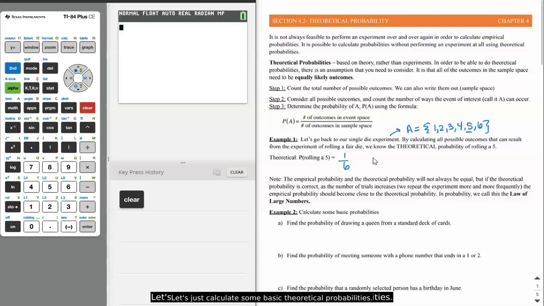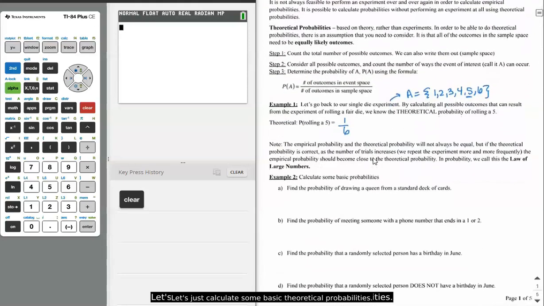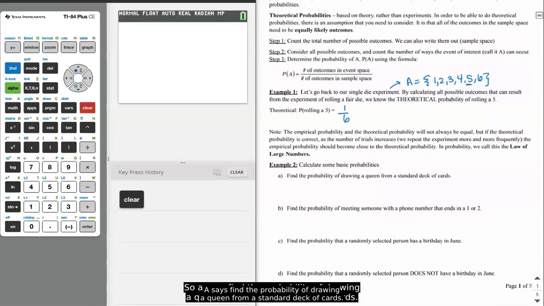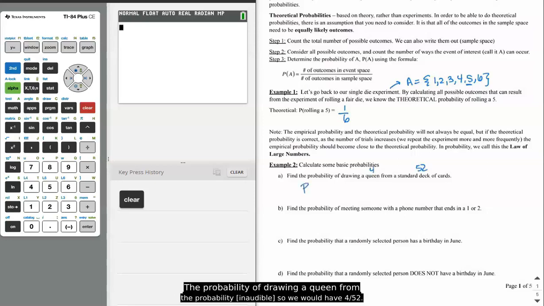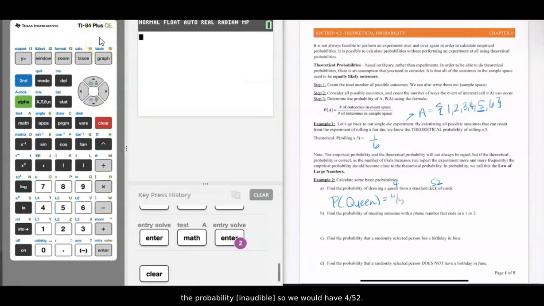So let's just calculate some basic theoretical probabilities. A says, find the probability of drawing a queen from a standard deck of cards. If you're not familiar with the standard deck of cards, it is something used a lot in probability. You can always Google a picture and see what the standard deck looks like. We'll talk a little bit more about it in the coming pages. But we have 52 cards in my standard deck, and there are 4 queens. So we would have 4 out of 52.